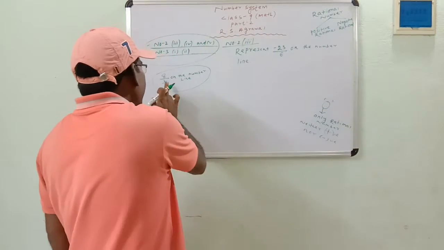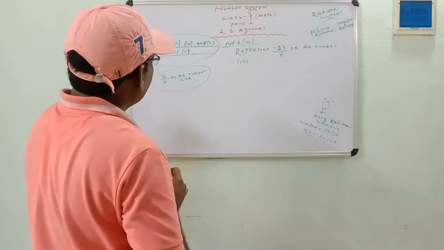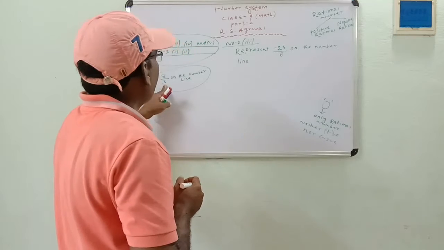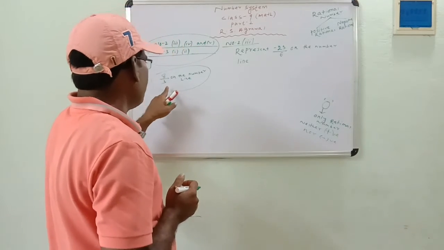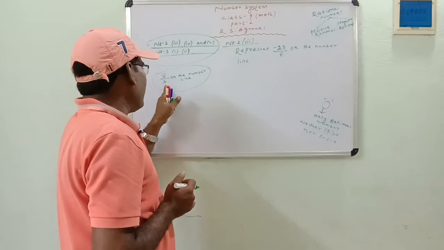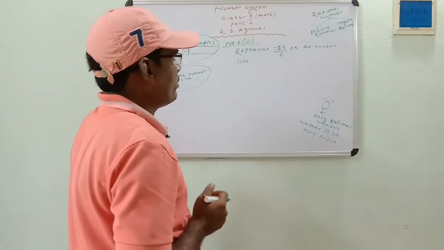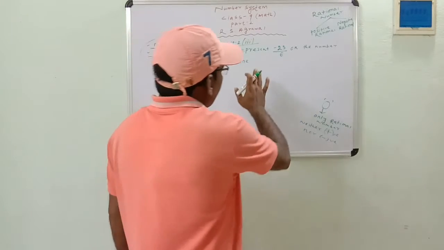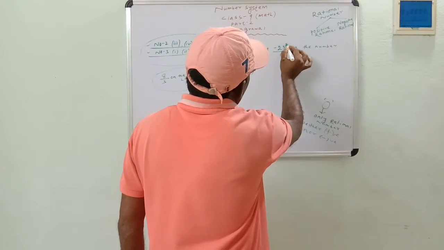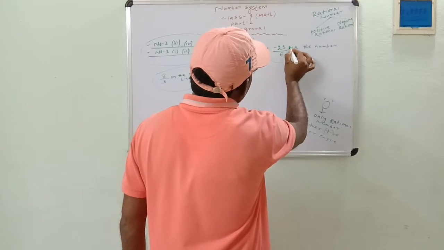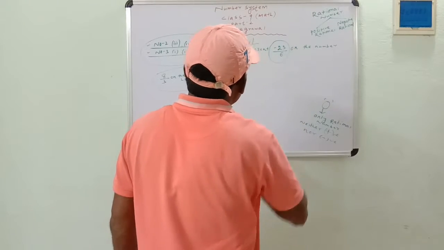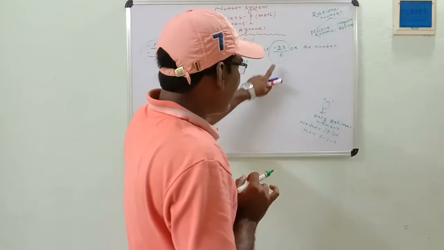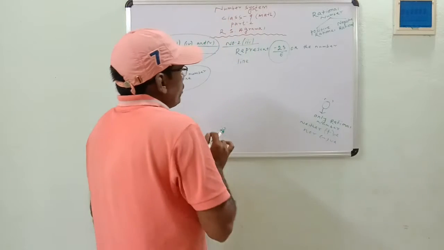So 8/3, which was already represented on the number line yesterday, is a positive rational number. Already you have learnt how to represent it. But today we will learn how to represent a negative rational number on the number line.